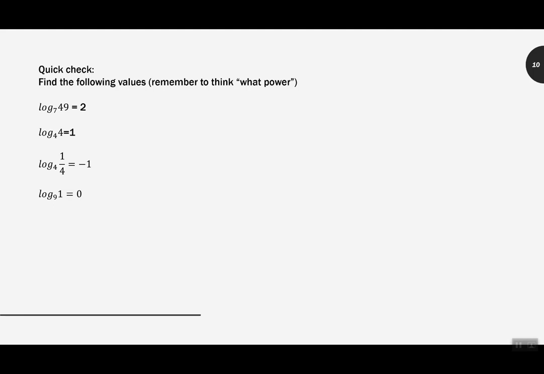So look at this little trickery that we did now, and I changed it to a fraction. So I said, well, what would I do to 4 if I wanted to change it into 1 over 4? Well, remember our discussion of exponents. We know how negative exponents work. They turn into fractions. So the log base 4 of 1 over 4 is negative 1. 4 to the negative 1 would be 1 over 4. Right. And this last one, log base 9 of 1.